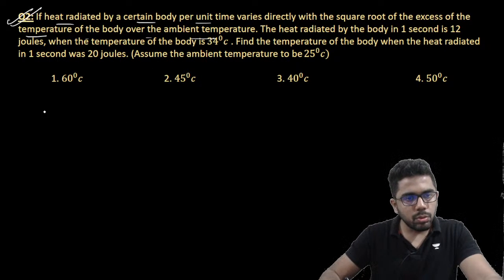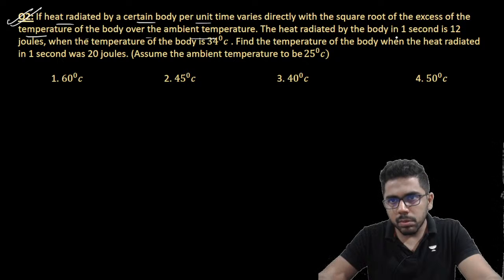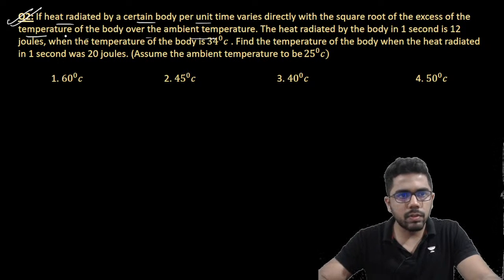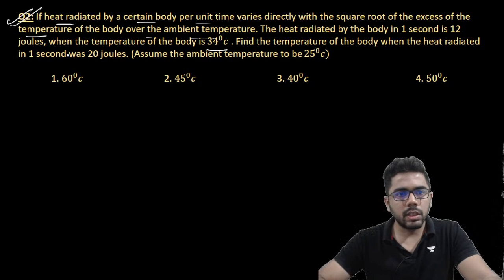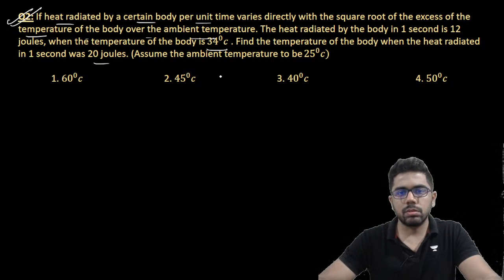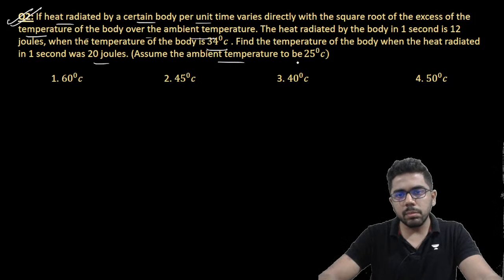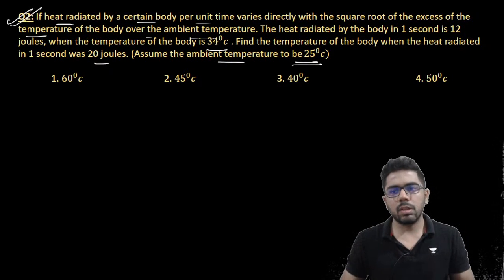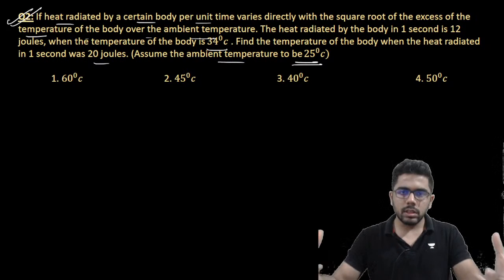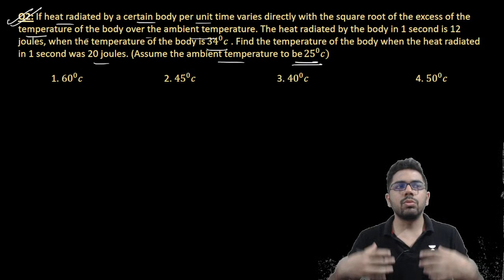ठीक है. So basically the heat radiated by the body in 1 second is 12 joules when the temperature of the body is 34 degrees centigrade. Find the temperature of the body when the heat radiated is 20 joules. तो यहाँ पे ambient temperature दे दिया. तो थोड़ा ज़्यादा technical लग रहा होगा पढ़ने में, but nothing. Let's put it in a simple way that you radiate heat when the temperature is more than the ambient temperature.